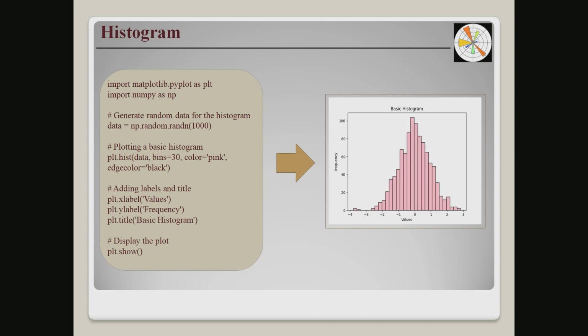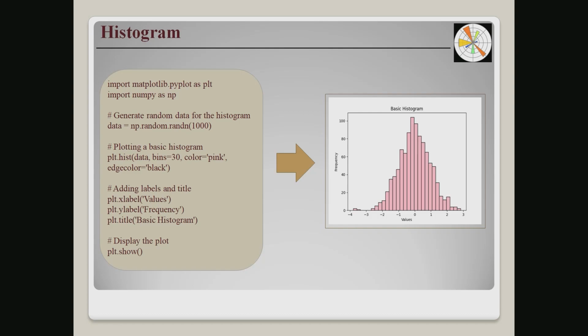The next thing, we'll move on to histogram plotting. So here also we have used the NumPy library and matplotlib library, and here we have used random numbers. For random number generation we have used the NumPy method, that is random. Then for plotting the histogram plot we have used the hist method.